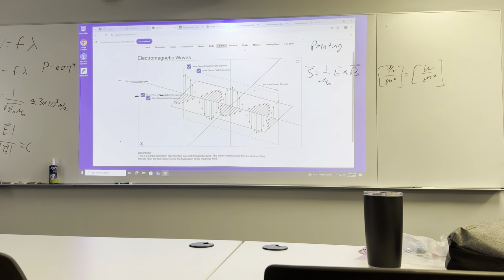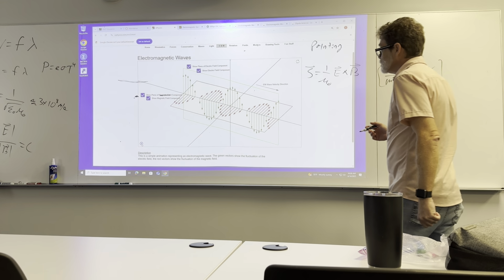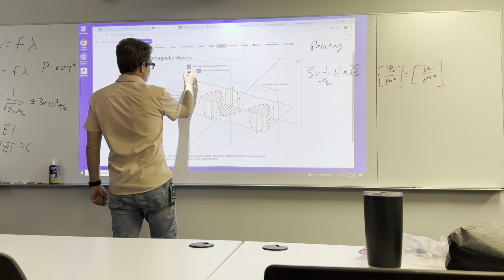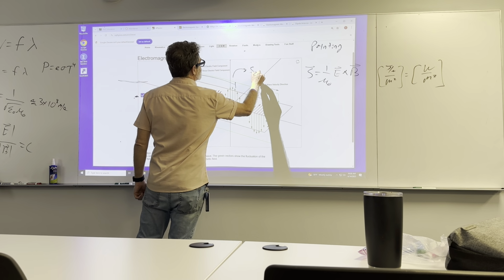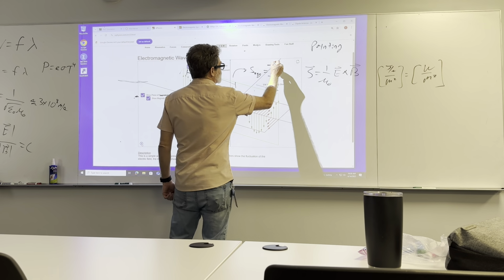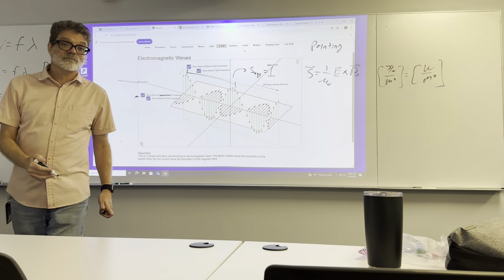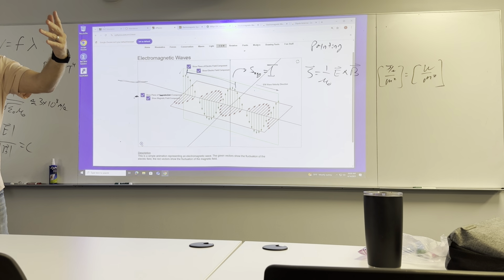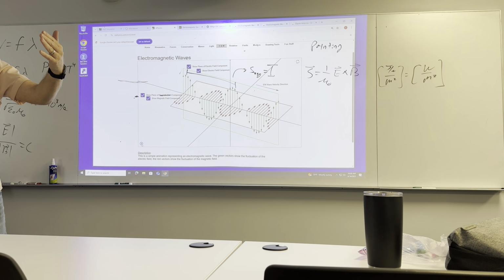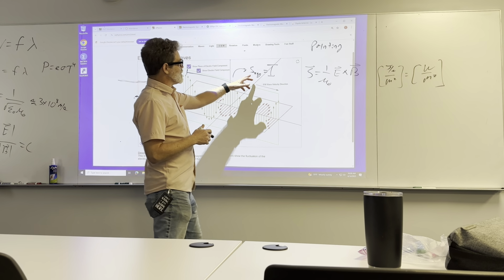If we average S over a cycle, so if we just look at S from one crest to another crest, we get the average S, and we call that the intensity, I. So it's kind of the average rate of energy being deposited per unit area over a cycle. Does that make sense? What's the intensity? It's S averaged over a cycle.